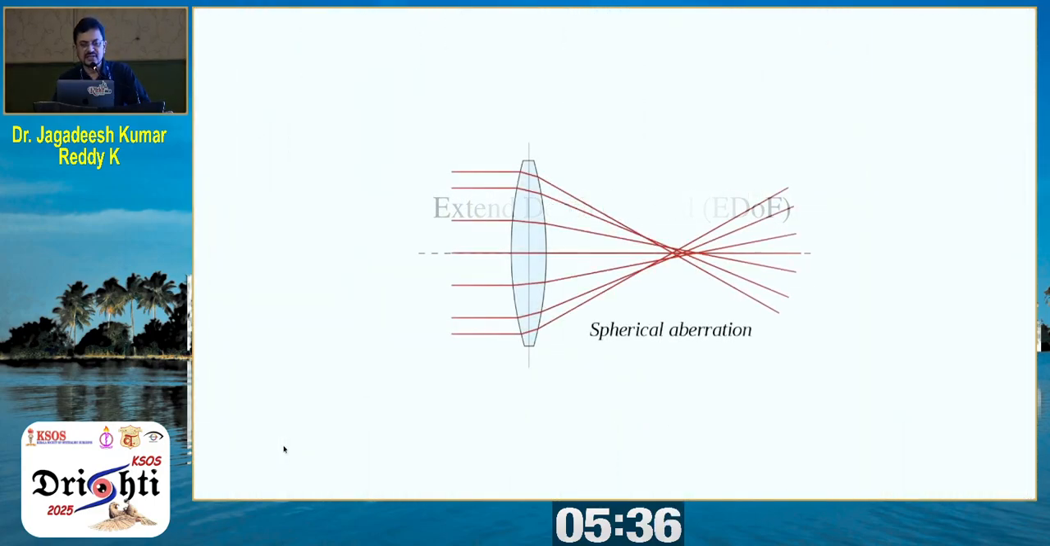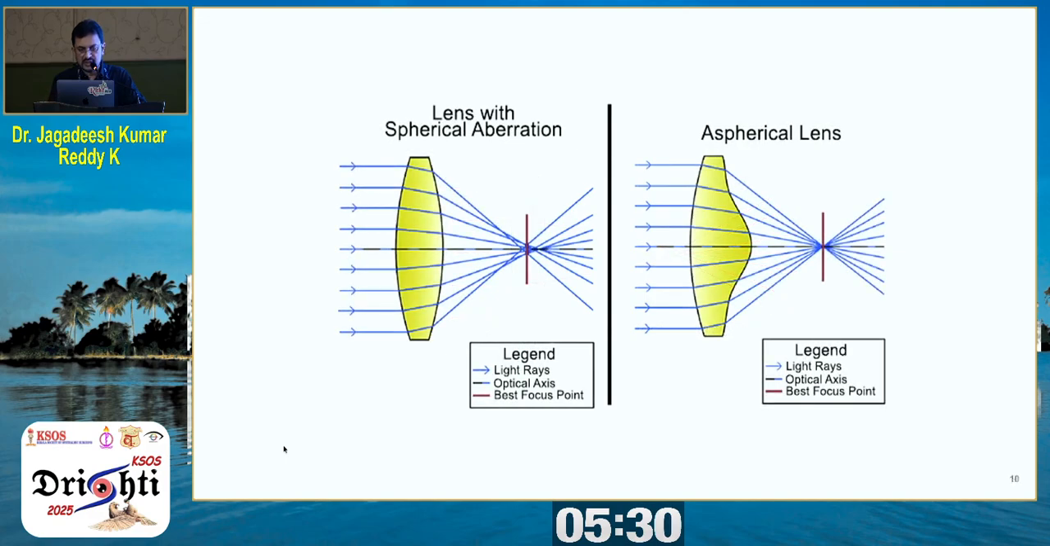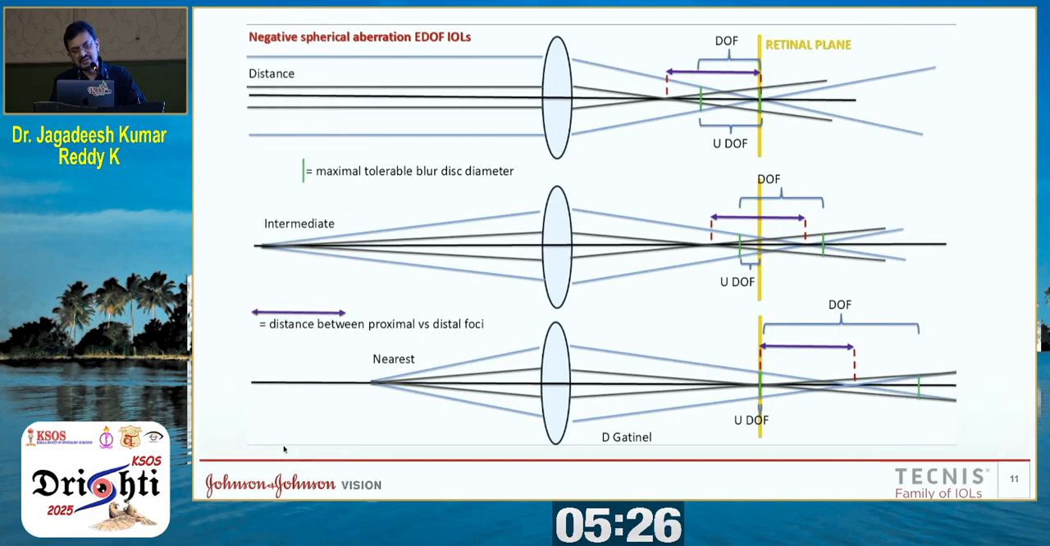So there comes the extended depth of focus. As you know, with spherical aberration, the peripheral rays will focus near, and further, and with aspheric, it will be in focus. In extended monofocal, what we do is we introduce extended negative spherical aberration. So the peripheral rays will focus farther instead of near, and the central rays will focus a little bit toward the near point, so that when the pupil constricts, the center point will come into focus, so it comes to the near vision.